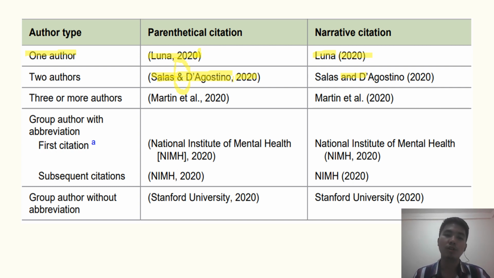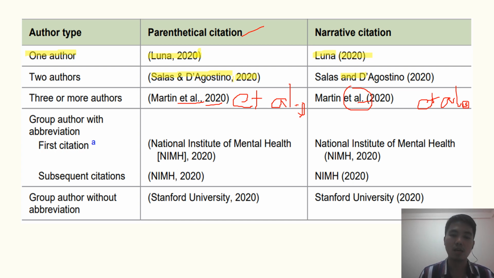Okay, for three or more authors, gumagamit na po tayo dito ng et al., meaning and others. Take note of the proper way of using et al.: et, space, and al, then period. Period, comma kapag parenthetical citation, kasi may kasunod siya na year. However, if you are using a narrative citation, et al., then period lamang. So just like this one, period lamang po, followed by the year.